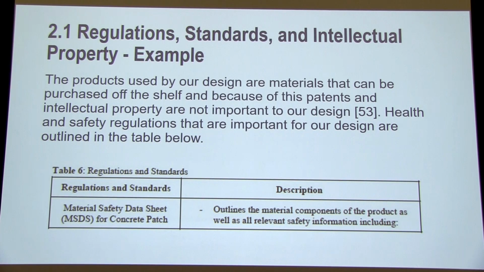Here's an example, and there's a problem with this example that I'll talk about in a minute. But this is an example that has a little introduction. The products used by our design are materials that can be purchased off the shelf, and so they're patented. Health and safety regulations that are important for our design are outlined in the table below. And again, they have a nice table with the regulation on one side and a description of the regulation on the other side. Very, very nice.